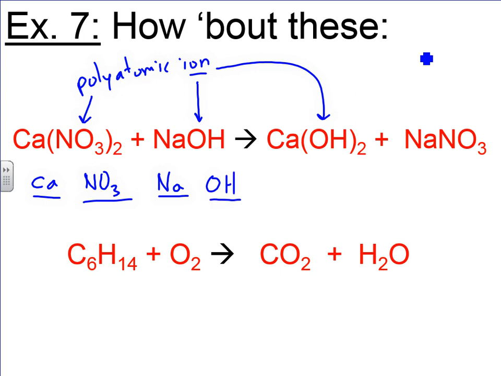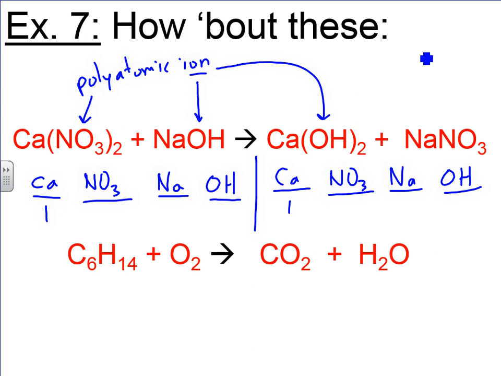My products, I'll have the same thing. Calciums, my NO3s, my sodiums, and my OHs. And you'll see this will make the problem much easier. Alright, on the left side I have 1 calcium. On the right side I have 1 calcium. Those are balanced. Let's check how many NO3s I have on the left. I've got 2 NO3s because that 2 means I've got that many sets. 2 NO3s. On the right side I have only 1 NO3.